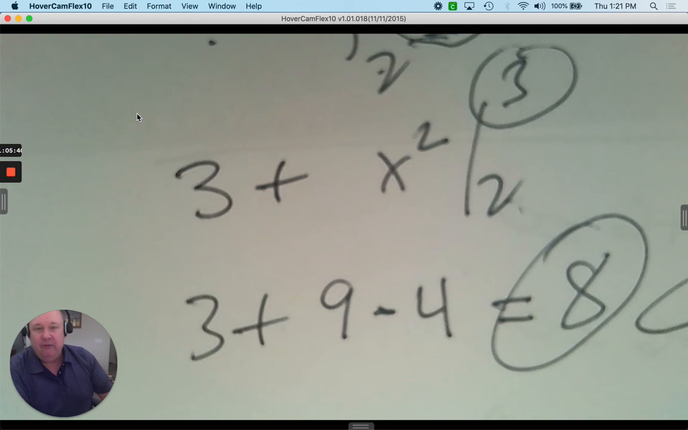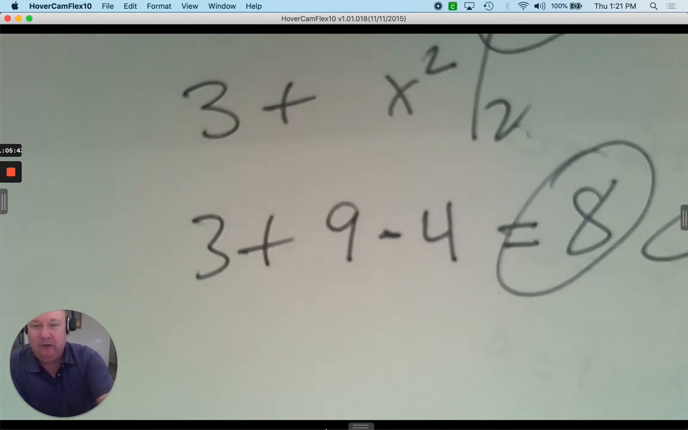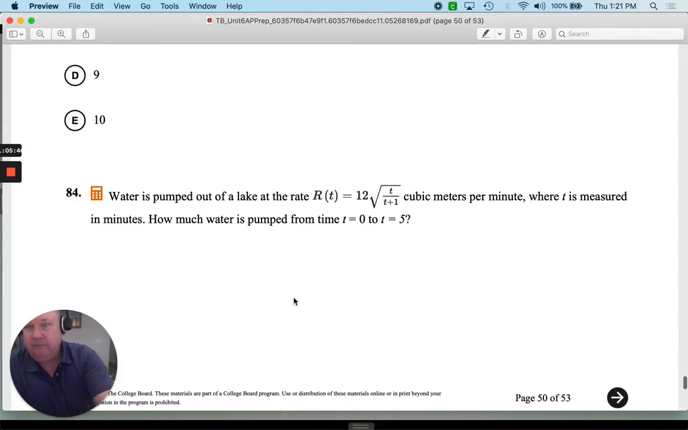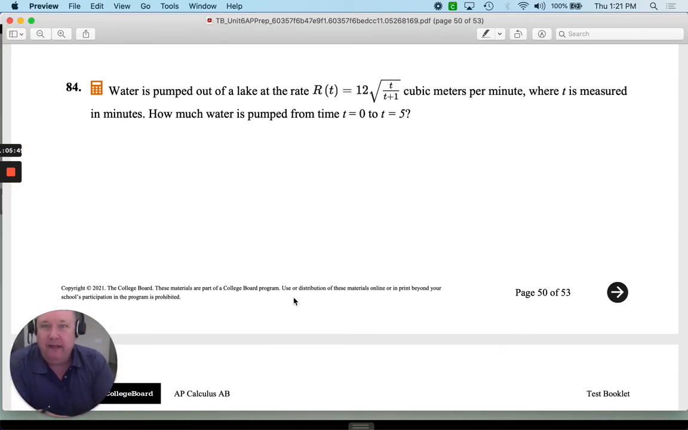For number 84, it's a calculator question. You should press pause and look at it first. So it gives you the rate and asked how much water is being pumped from 0 to 5. So to understand the accumulation of water, you integrate a rate. So all you have to do in your calculator, and I'll let you actually do the calculator work, is you're integrating.